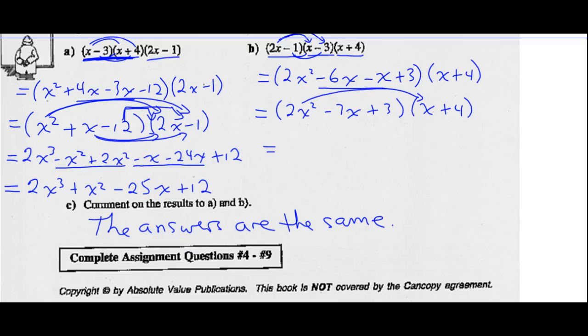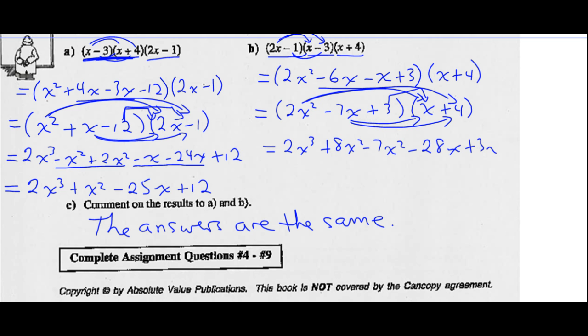So 2x squared times x is a 2x cubed. 2x squared times 4 is 8x squared. Negative 7x times x, a minus 7x squared. Negative 7x times 4 is a minus 28x. 3 times x, a plus 3x. And 3 times 4 is a plus 12.